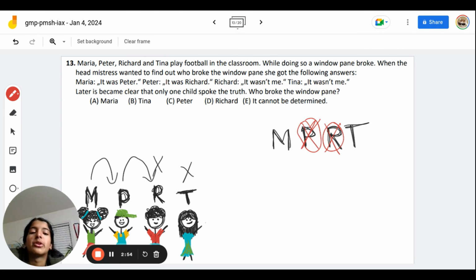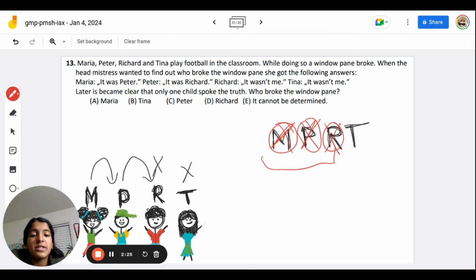Let's go to Maria. So Maria said that it was Peter. That means she's telling a lie. So Peter said it was Richard. That means Peter's also telling a lie. Richard said it wasn't me, so Richard would be the one speaking the truth. And then Tina said it wasn't me, which means there's two people speaking the truth. But we know that only one child spoke the truth. So it can't be Maria. That means with these three options canceled out, it must be Tina.